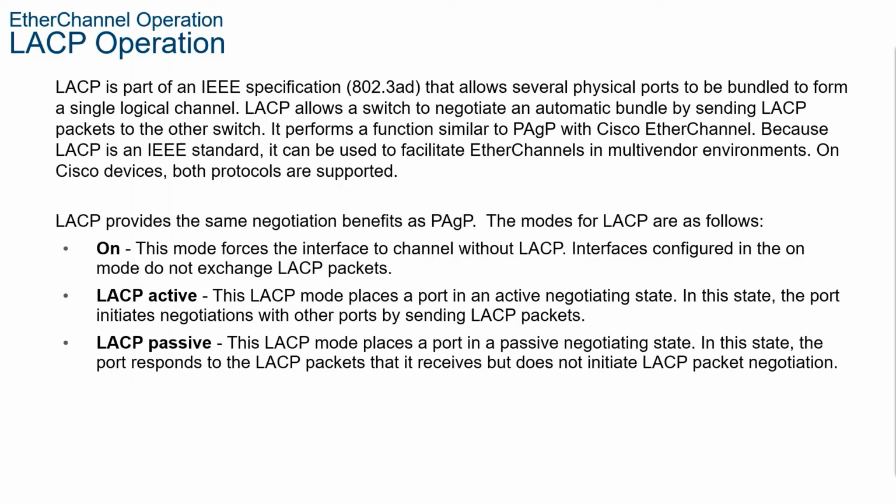Just as with PAgP, modes must be compatible on both sides for the EtherChannel link to form. The on mode is repeated because it creates the EtherChannel configuration unconditionally, without PAgP or LACP dynamic negotiation. So LACP allows for 8 active links and also 8 standby links. A standby link will become active should one of the current active links fail.